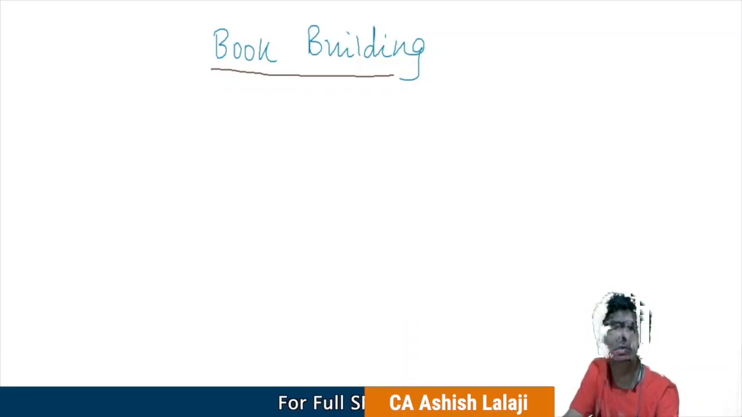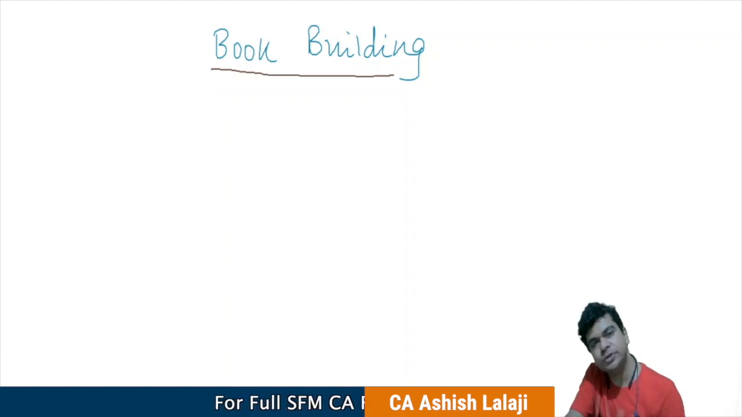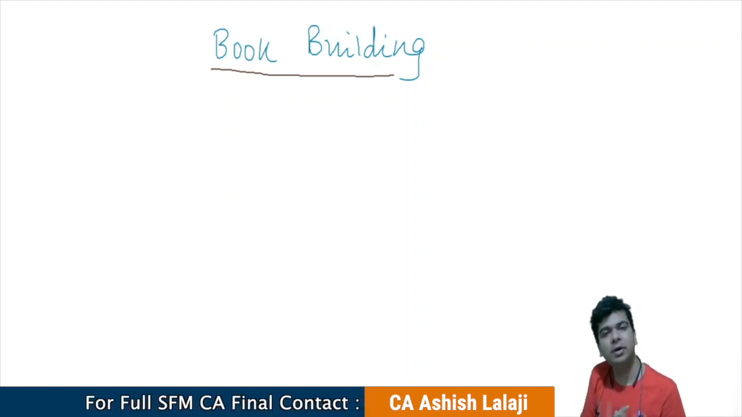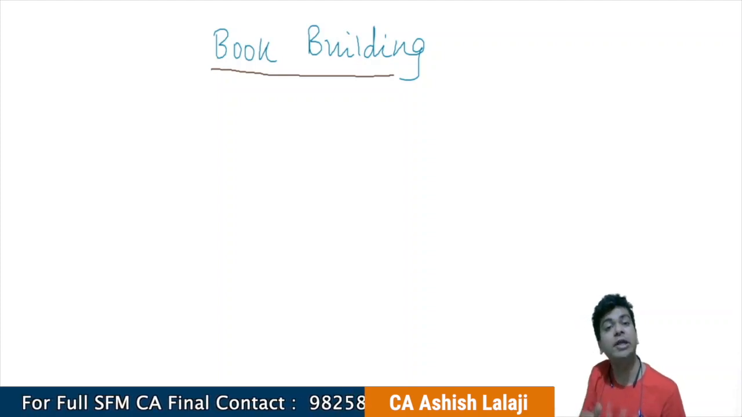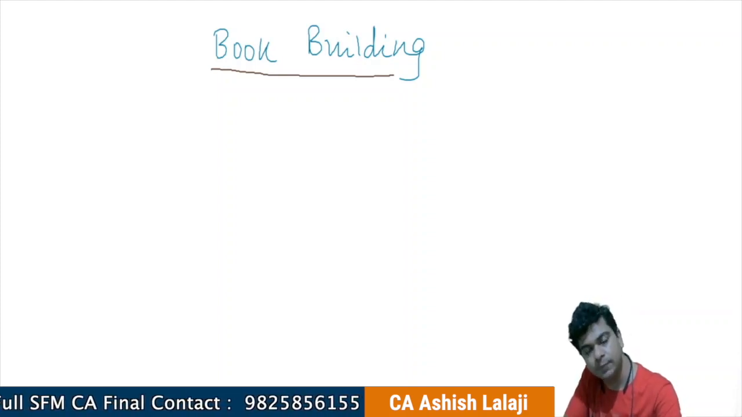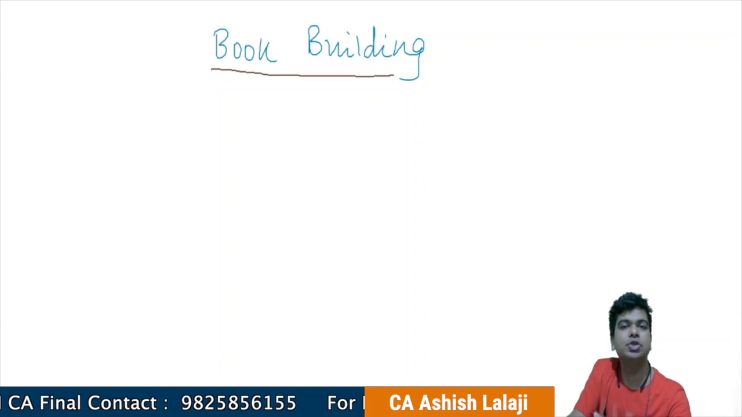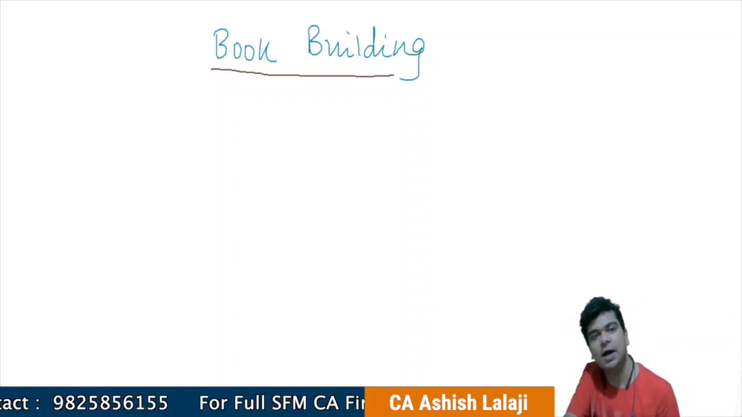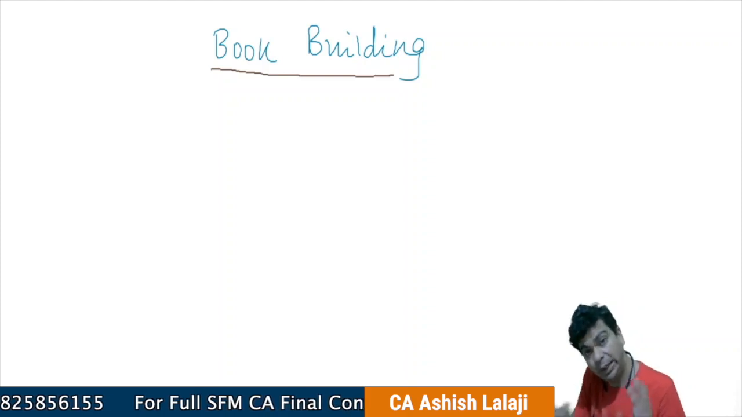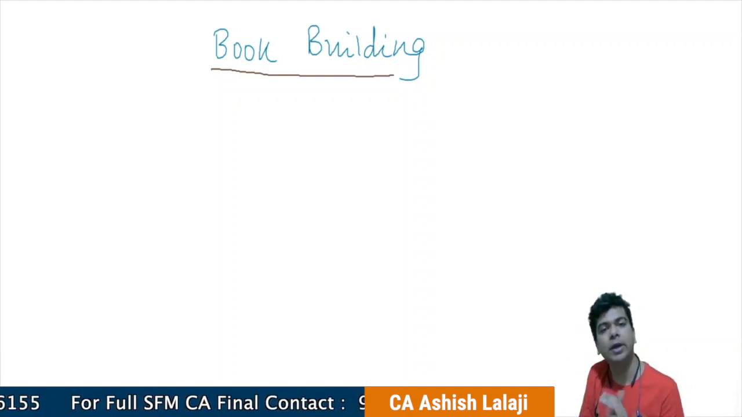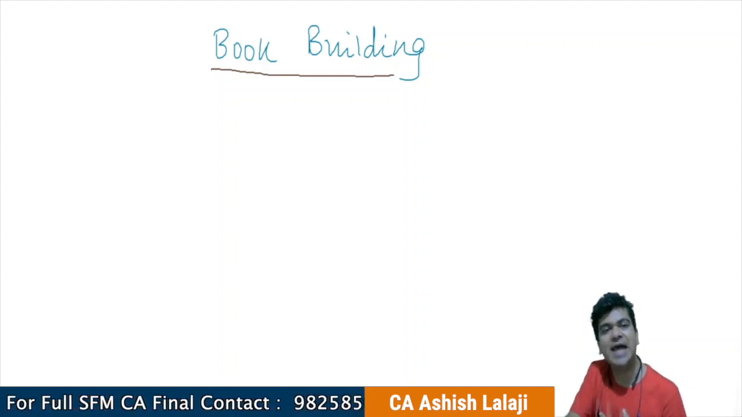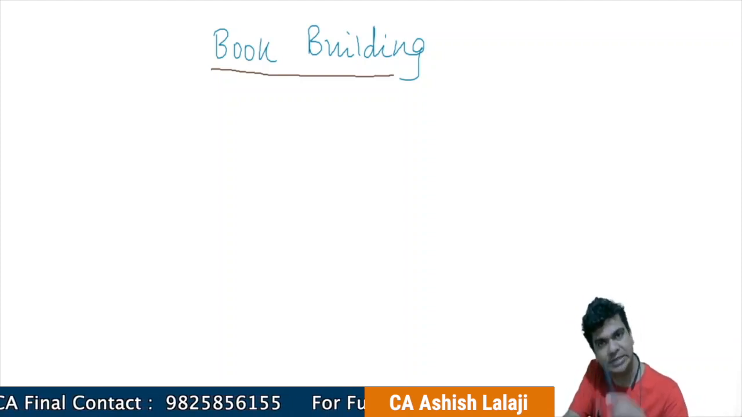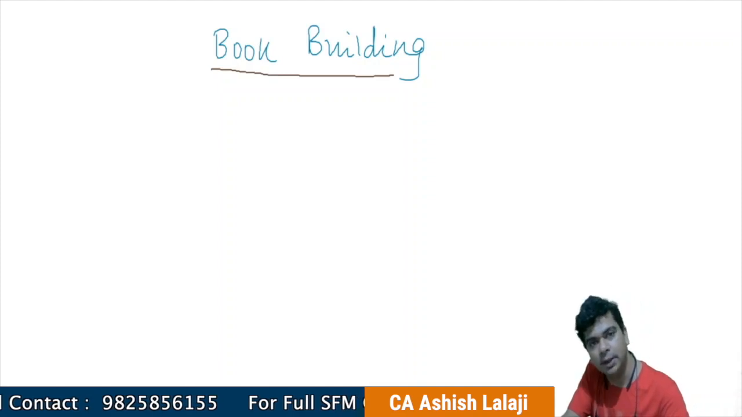So the primary segment is the segment in which new securities are created. One of the ways in which new securities are created is by offering shares to the public at large. Now, when you offer shares to the public at large, you have to go through what is known as a book building process. So in this episode, we are going to discuss what exactly we mean by a book building process. So let's discuss the point of book building.